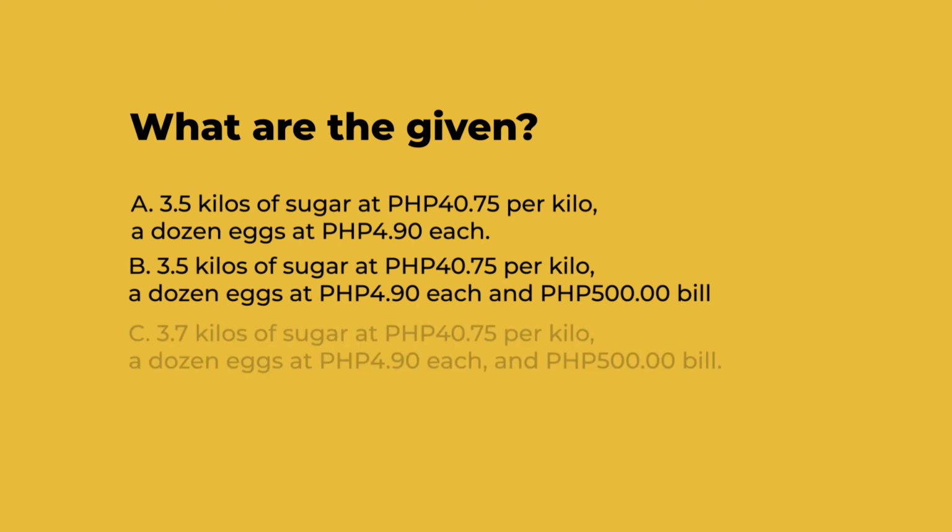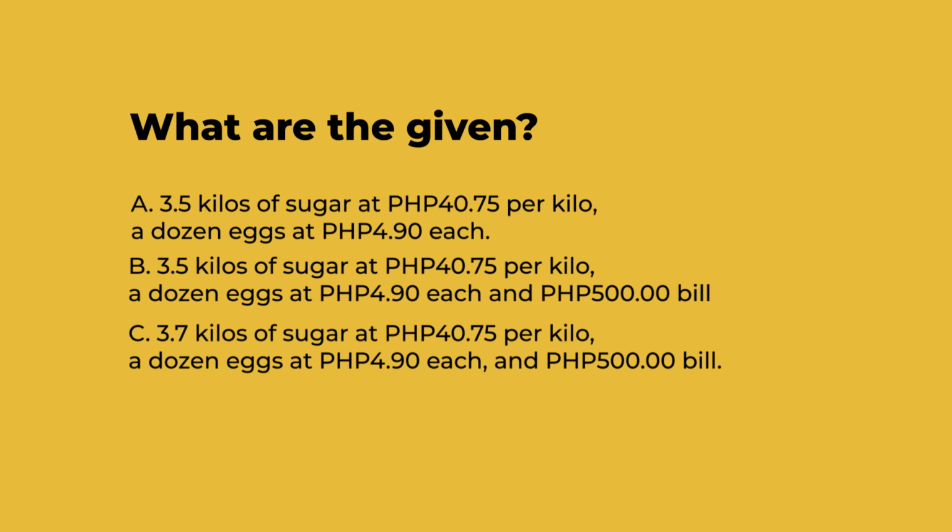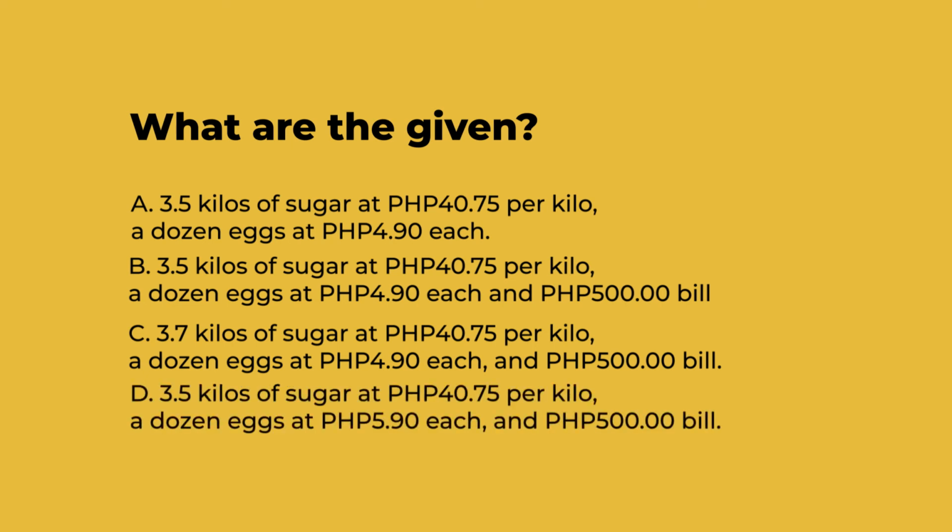C. 4.5 kilos of sugar at 40 pesos and 75 centavos per kilo, a dozen of eggs at 4 pesos and 90 centavos each. D. 3.5 kilograms of sugar at 40 pesos and 75 centavos per kilo, a dozen of eggs and a 500 peso bill.